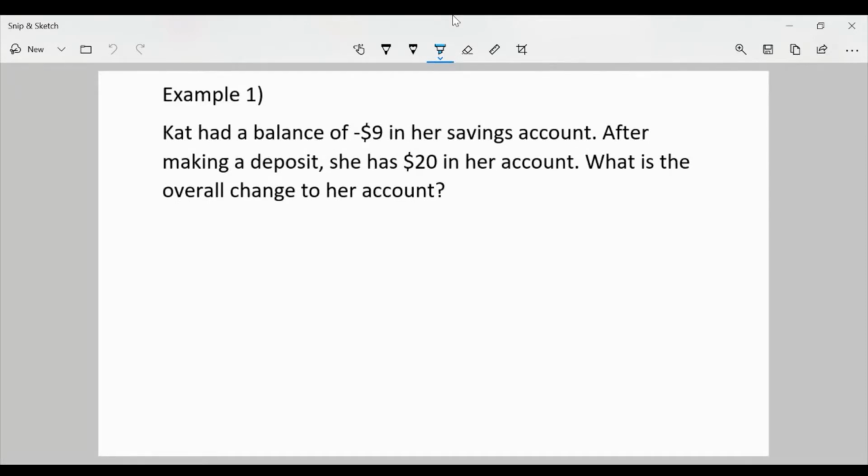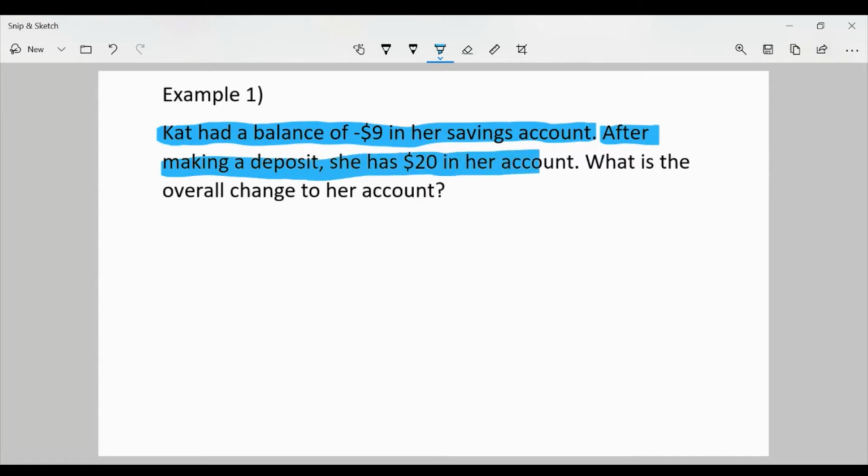We're going to go over some word problems here to help you out with pages 23 and 24. All right, so let's look at example number 1 here. Kat had a balance of negative $9 in her savings account. After making a deposit, she has $20 in her account. What is the overall change to her account?